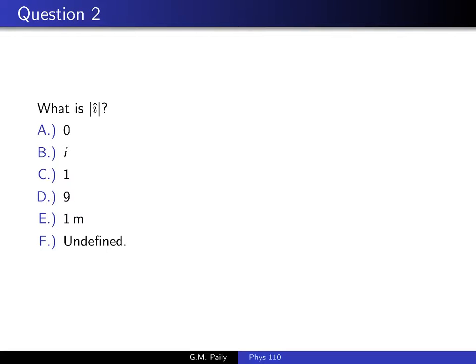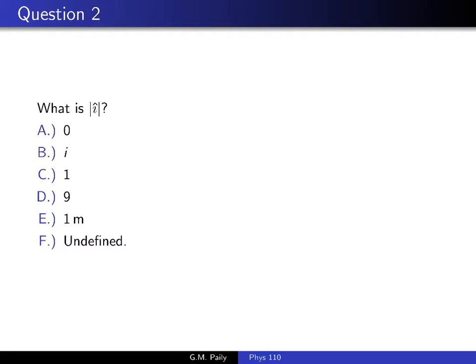Remember that the i hat vector is called a unit vector because its magnitude is 1. It is not 1 meter. The unit vectors do not have a unit attached to them as such. They don't have meters or centimeters as such attached to them. The unit there refers to the number 1, unity. And so the magnitude of i hat is simply 1.